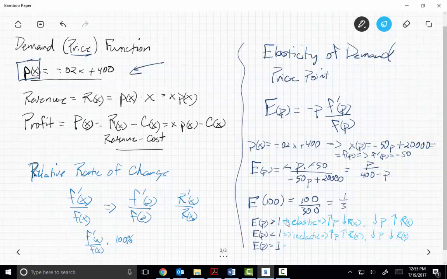Now, if it equals 1, that's the sweet spot. Guess what? This is called unitary. And that is the sweet spot. Guess what? You have your price point. Don't touch your price. If you raise your price, you're going to lose revenue. If you lower your price, you're going to lose revenue. So, what's the moral of the story? Don't freaking touch the price. You found your price point.